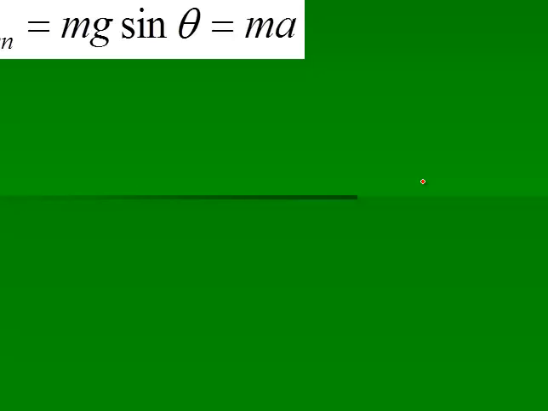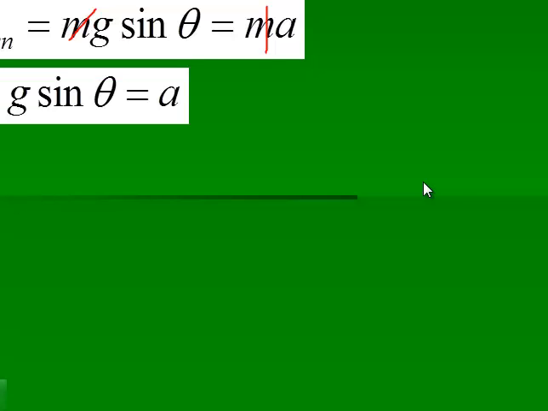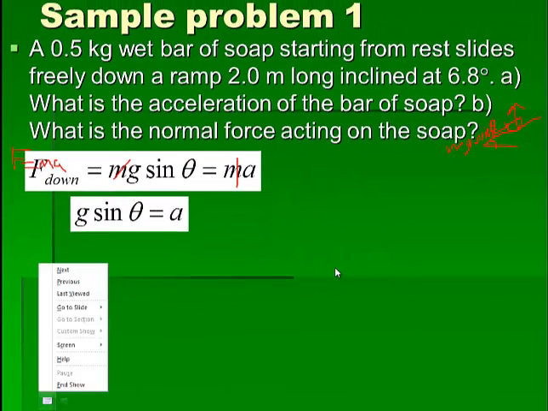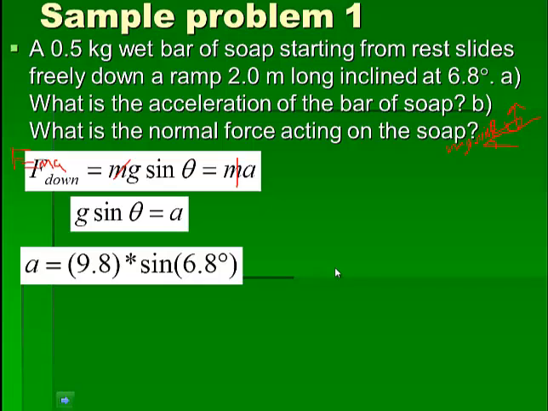equals ma. Now, since we have an m on either side of this equation, we can simply cancel out the m, and we get g sine theta equals a. G is 9.8 because we're on Earth, and theta is 6.8 degrees. So we get that A is equal to 1.16 meters per second squared. Don't forget units.